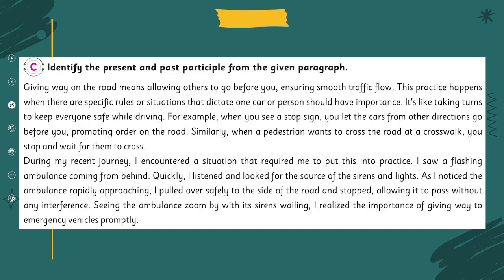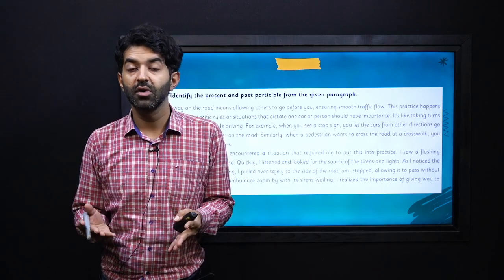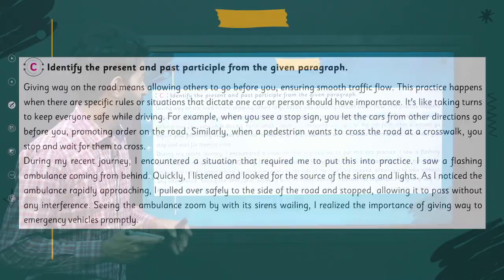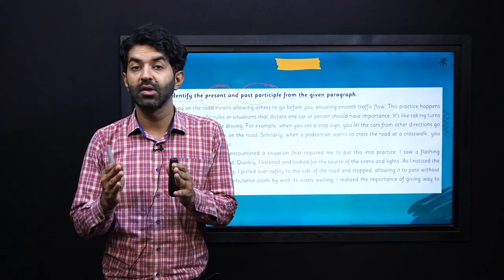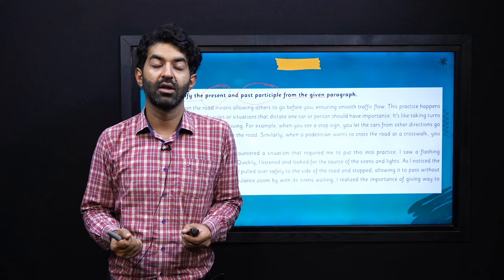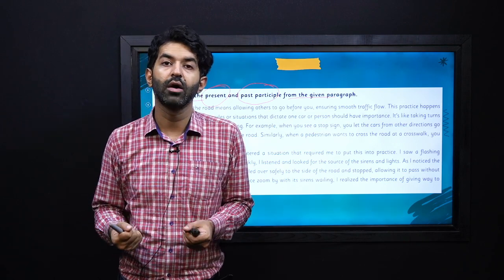Now, for the classroom activity, you may pause the video right now and solve this. You have to identify the present and past participles from the given paragraph. You can notice some words over here. What is giving? Giving is a gerund, but we have to notice present and past participles. So there are so many examples of them. You can see them whether they are acting as adjectives, as perfect tense, or as a verb as well.